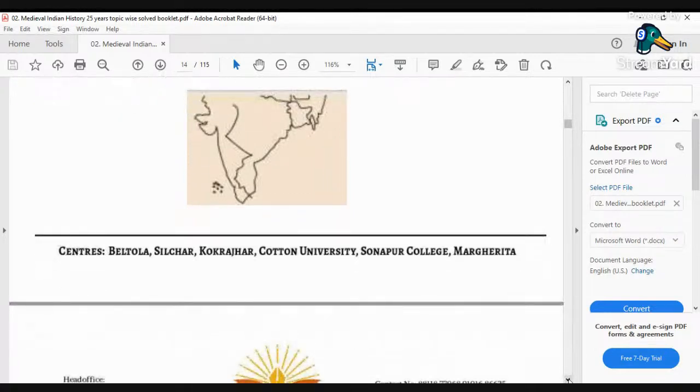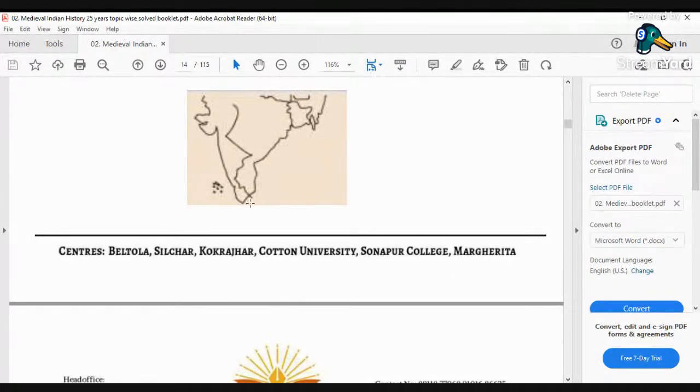And Malik Kafur, although he was initially a slave, was later made what? He was later made the military commander of Alauddin Khilji, and it was under his supervision that Alauddin Khilji was able to conquer even places like Madurai. They also reached Cape Comorin.